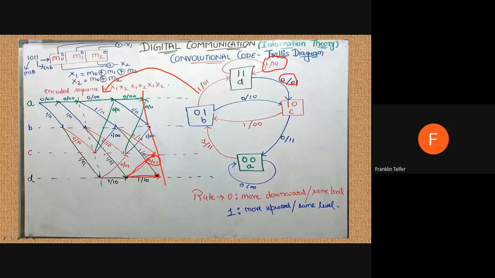So I repeat once again, A, B, C, D are the 4 states. This will be decided based on the number of shift registers, and let us take 0 0, 0 1, 1 0, 1 1 for the different states. For each state you give an input of 0 or 1. What is its output? That has already been computed, and we have traced the state diagram. From the state diagram we are converging to the trellis diagram.